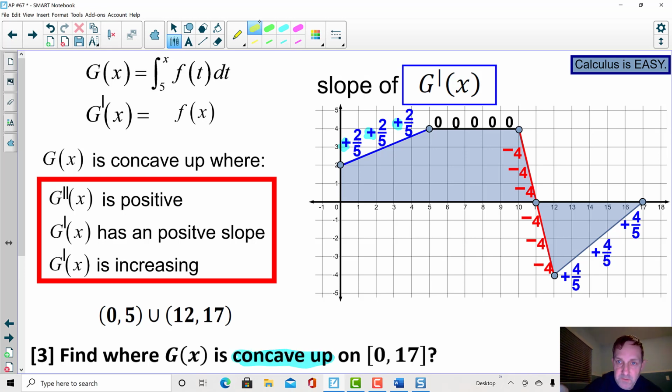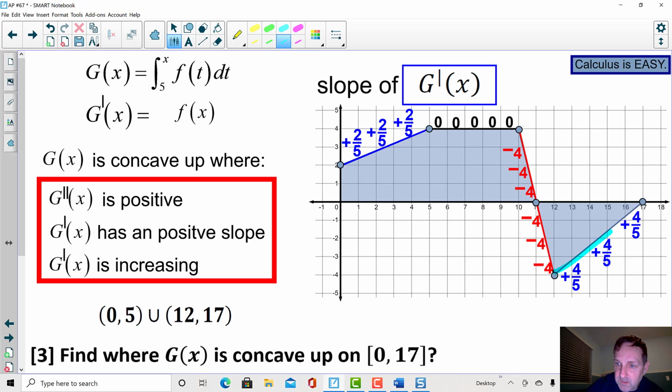I want you to notice that the slope from x equals 5 to x equals 10 is just going to be 0. It's a horizontal line. And then I'm saying that the slope of this line is negative 4 because we go down 4 and we go right 1. You can see we do it again. We go down 4, we go right 1. So the slope of that red line is negative 4. That means the second derivative of g is going to be negative from x equals 10 to x equals 12. So g would be concave down on that interval.